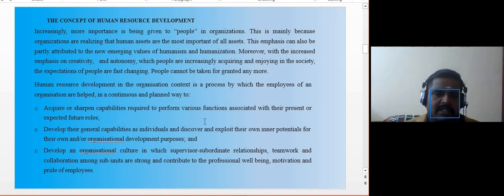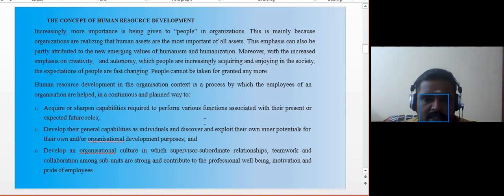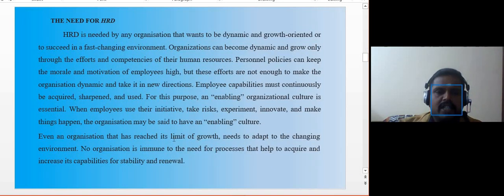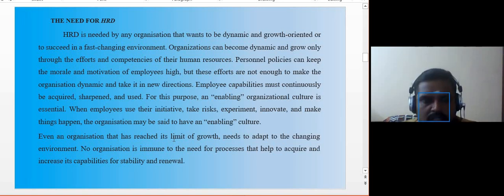So this is the basic concept of human resource development, with the increased emphasis on creativity and autonomy which people are increasingly acquiring and enjoying in society. The expectations of people are fast changing. And the need for HRD: human resource development is needed by any organization that wants to be dynamic and growth oriented, or to succeed in a fast changing environment.